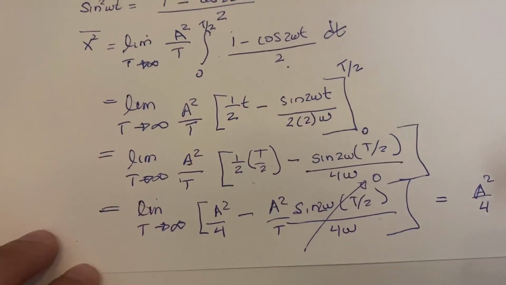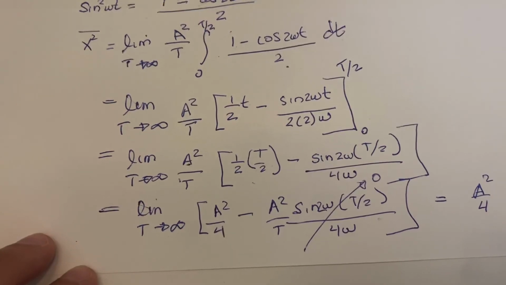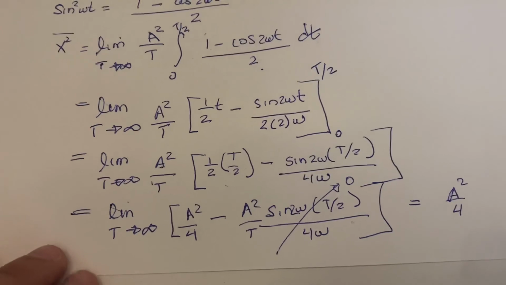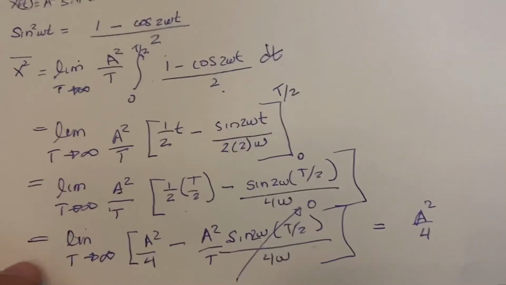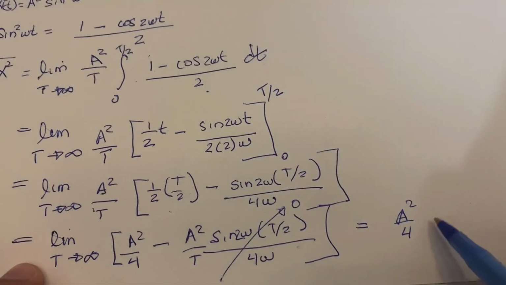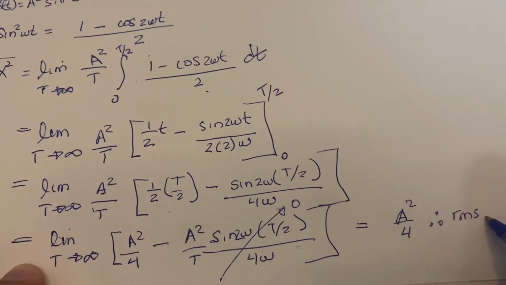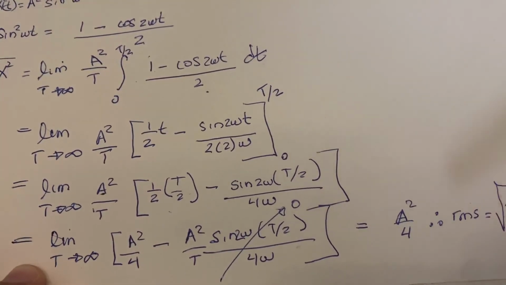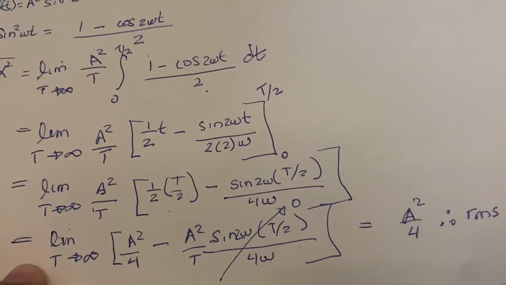Now, I only need to apply one more step to get the RMS. Notice this is only the mean square value of the function. To get the RMS, or the root mean square value of this function, I'm going to have to apply the square root of this, and my result will be A over 2. And that will be the root mean square value of this function.